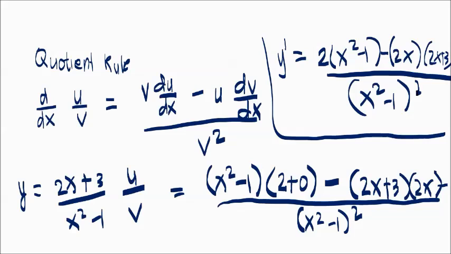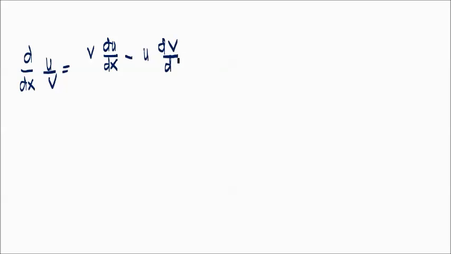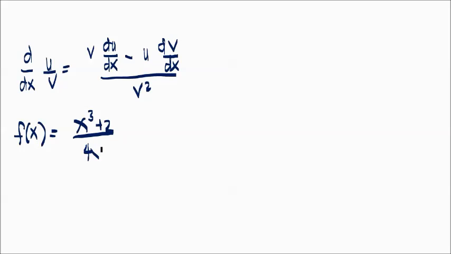Okay, so maybe I can give you another example. So the formula is the derivative of u all over v is equal to copy v du over dx, minus u dv over dx, all over v squared. Okay. So another example is f of x is equal to x cubed plus 2 all over 4x minus 3.